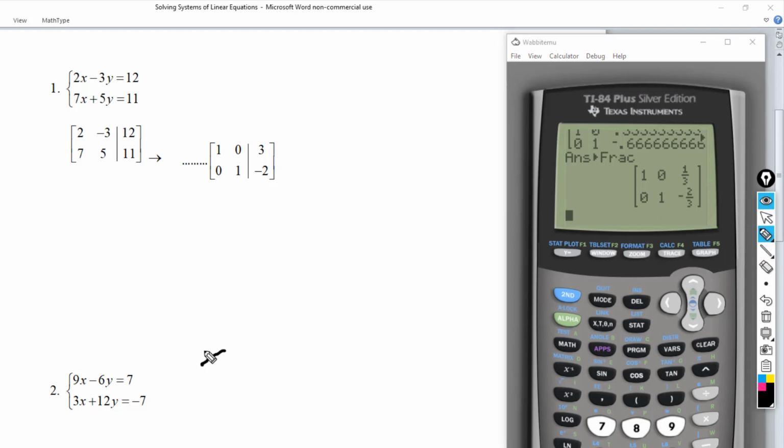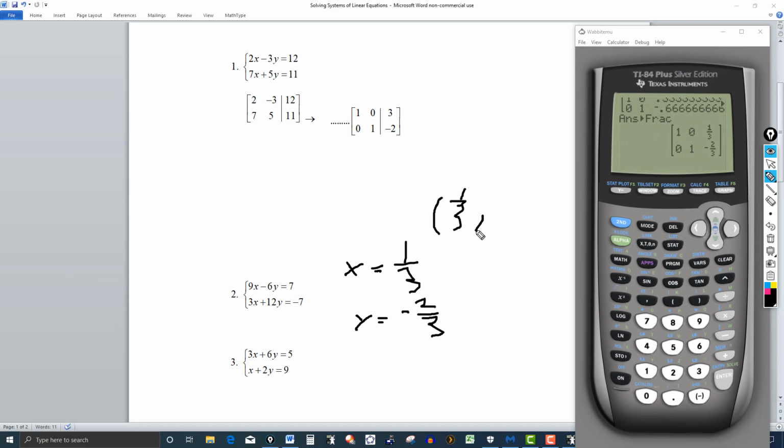So again, x is 1/3 and y is -2/3. Again, you can easily check these by plugging them in for the variables. You can write it as an ordered pair, depending on what your instructor wants you to do. You can write this as 1/3, -2/3, and you could put braces on that to put as a solution set. Okay, that's up to you or your instructor.